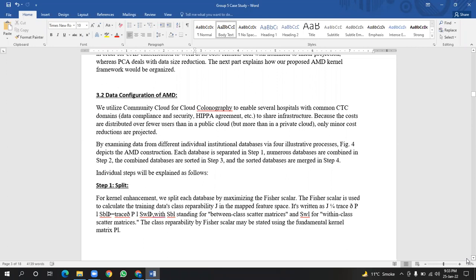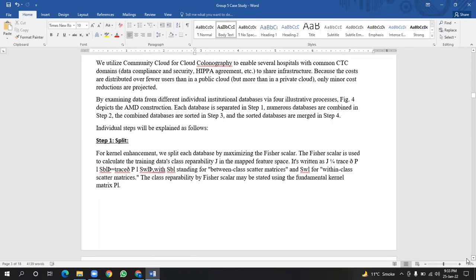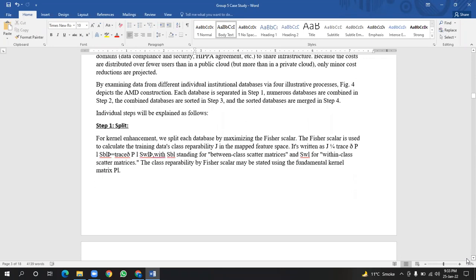Because the costs are distributed over fewer users than in a public cloud, only minor cost reductions are projected by examining data from different individual institutional databases for illustrative processes. The AMD construction: each database is separated in step 1, numerous databases are combined in step 2, the combined databases are sorted in step 3, and the sorted databases are merged in step 4. Individual steps will be explained as follows.